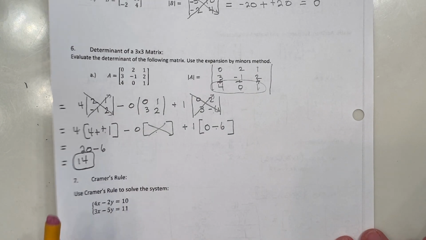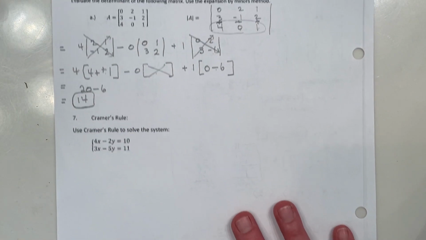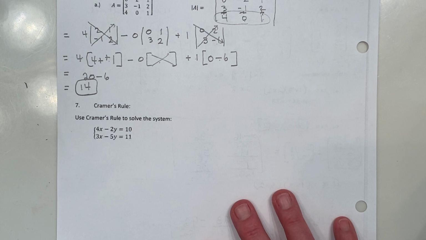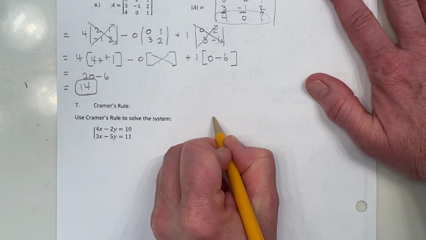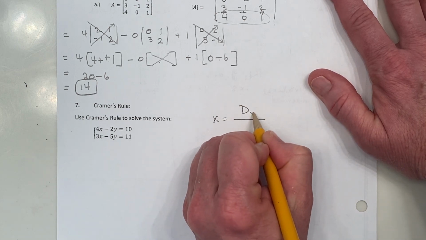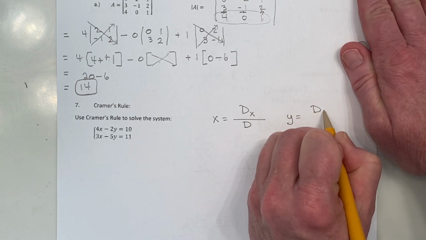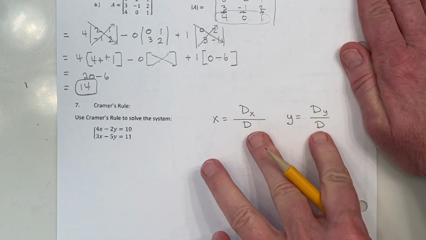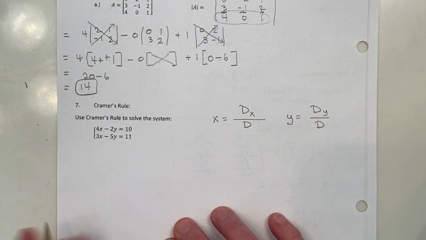All right, and something else in this chapter that we want to review is Cramer's rule to solve a system of equations. All right, so we have 2 unknown variables here. We have x and y, so I'm going to go ahead and set up the formulas. So x is going to be found from the d subscript x determinant over d, and then y is going to be found from this quotient.